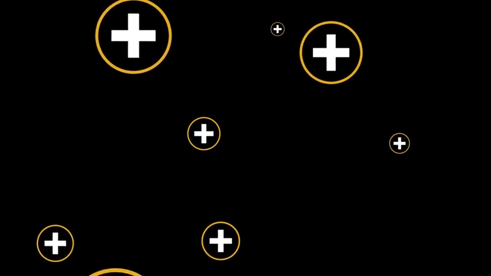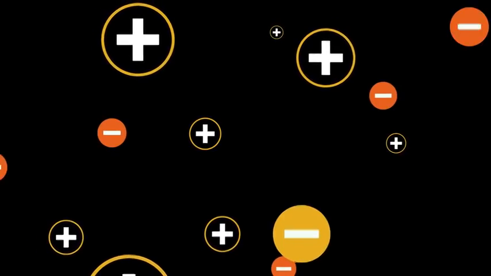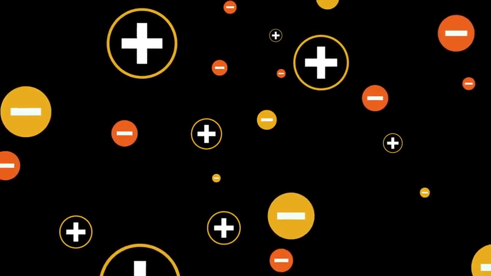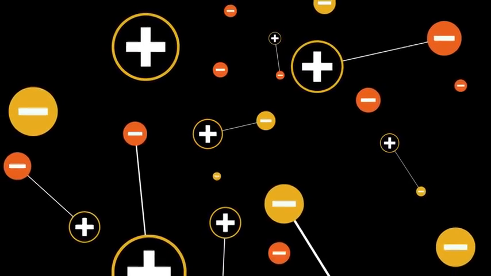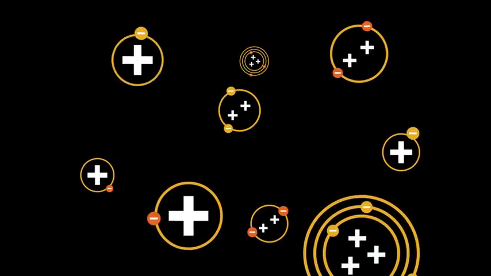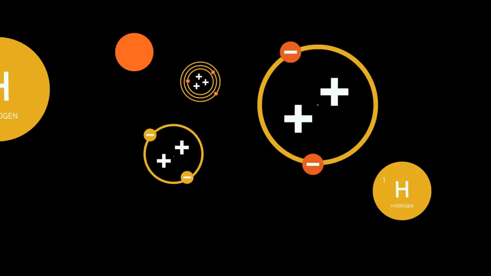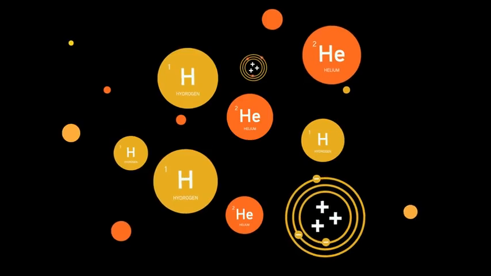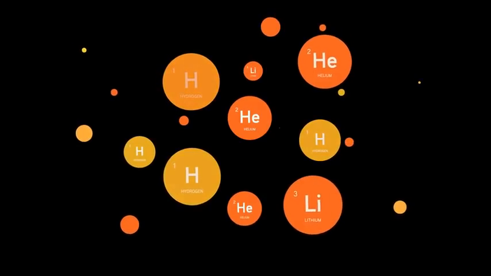By then, temperatures had fallen low enough for protons, which have positive charges, to link up with electrons, which have negative charges. And together, they formed electrically neutral atoms. Very simple ones, like hydrogen, some helium, and a few slightly heavier atoms thrown in for good measure. The universe now contained vast clouds of these atoms.